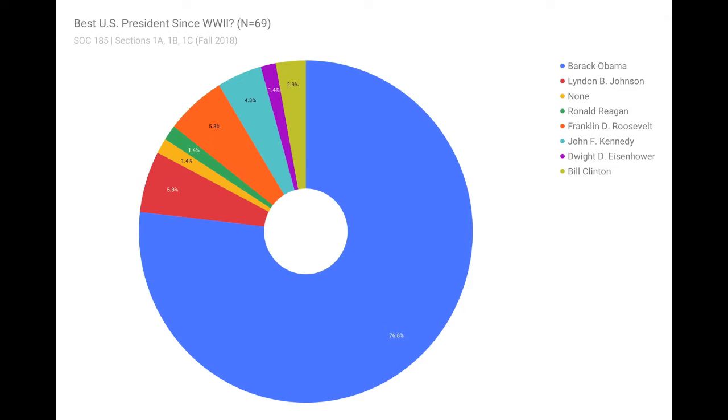In second place, we have Lyndon B. Johnson and Franklin D. Roosevelt, so LBJ and FDR are tied for second place. In third place, we have John F. Kennedy, and in fourth place, it looks like Bill Clinton.